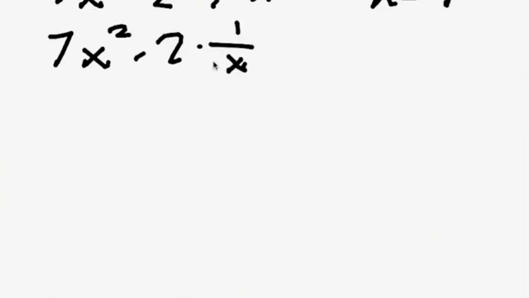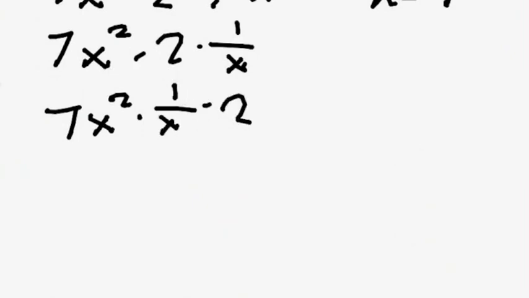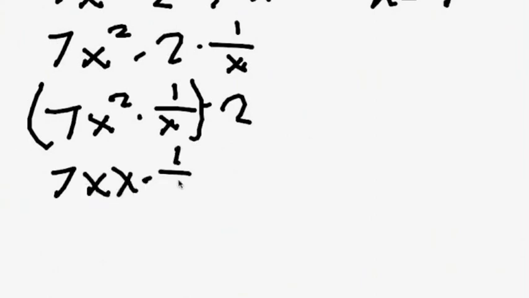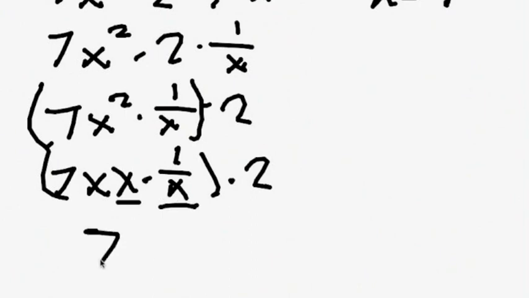Then you can use the commutative property to move the 1 over x around, and then the associative property to group that. Then exponentiation simplifies it to 7x times 1 over x in parentheses, times 2. And then you see you have x times 1 over x. We know that equals 1. So you have 7 times 2, which then equals 14x.